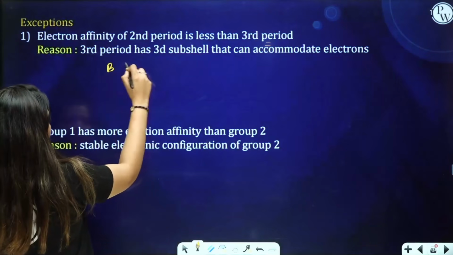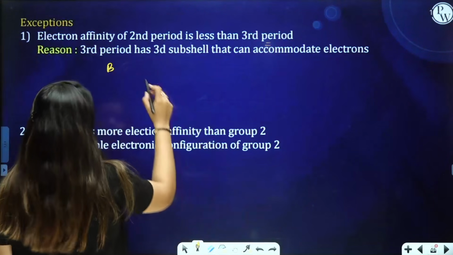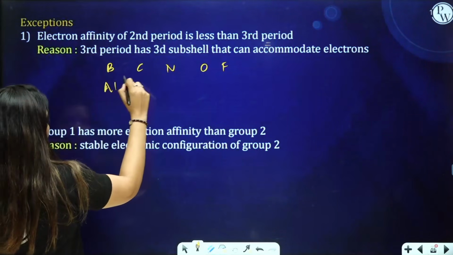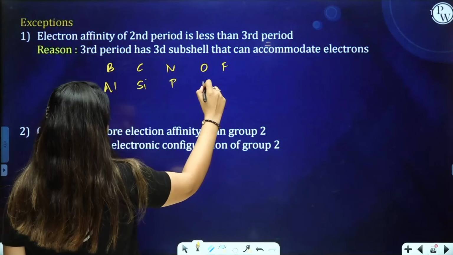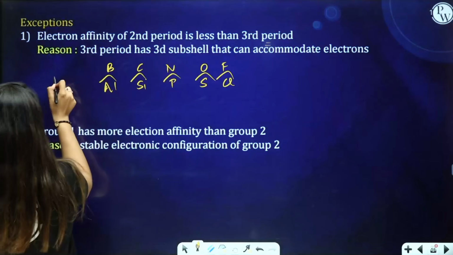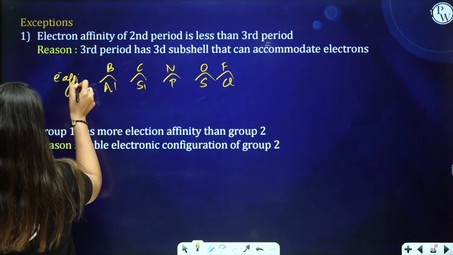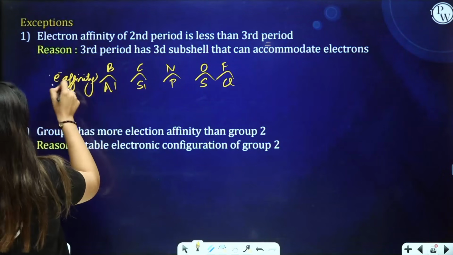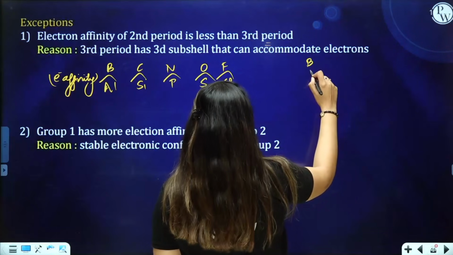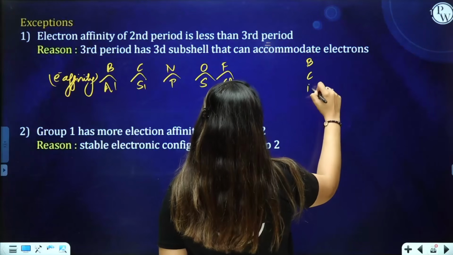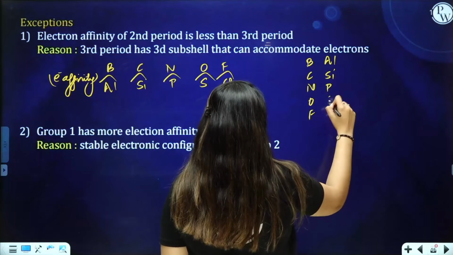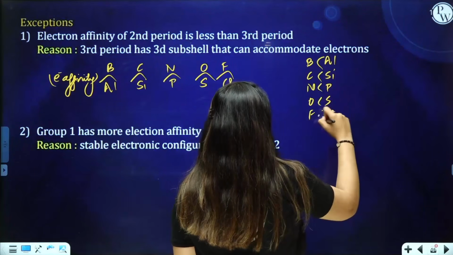Let's say I have boron, then carbon, nitrogen, oxygen and fluorine. Boron, then aluminium, then silicon, then phosphorus, then sulfur, then chlorine. That means that all these third period elements have greater electron affinity. This is the order of the electron affinity. It is an exceptional trend. If you want the vertical view, I can show you that also: boron, carbon, nitrogen, oxygen, fluorine, aluminium, silicon, phosphorus, sulfur, chlorine. You can view it like this also.